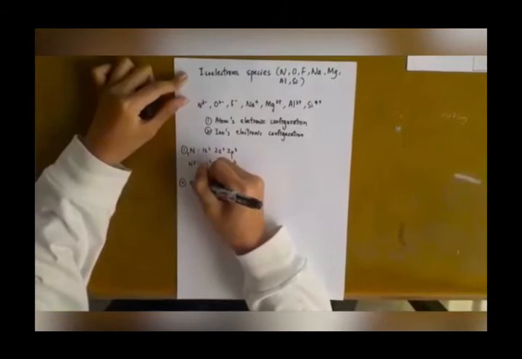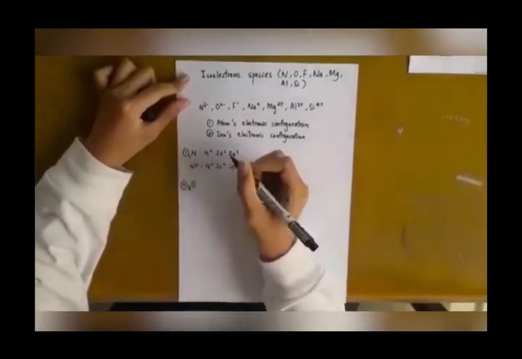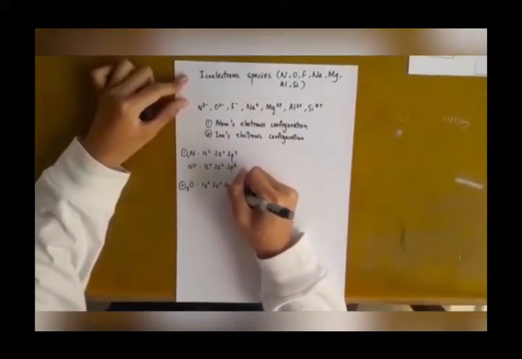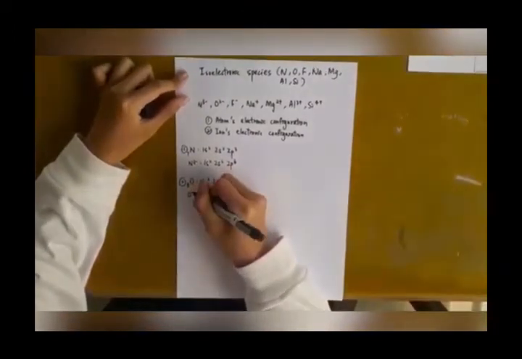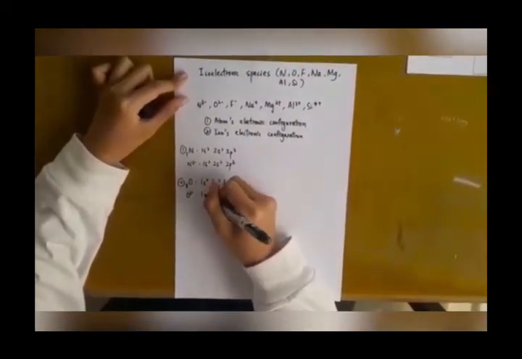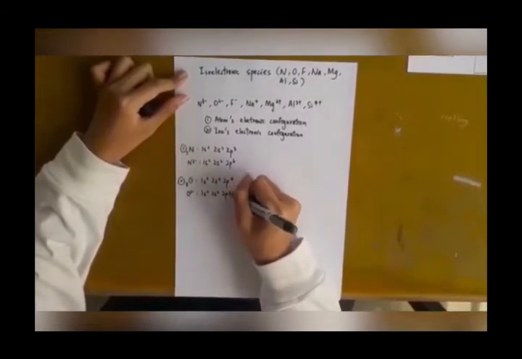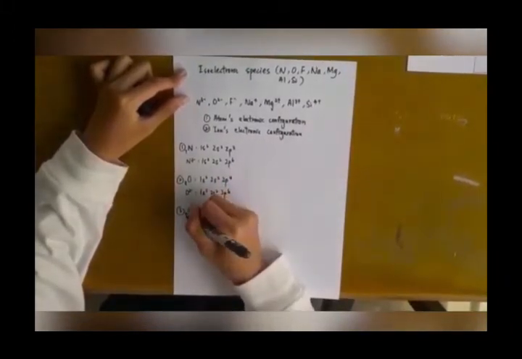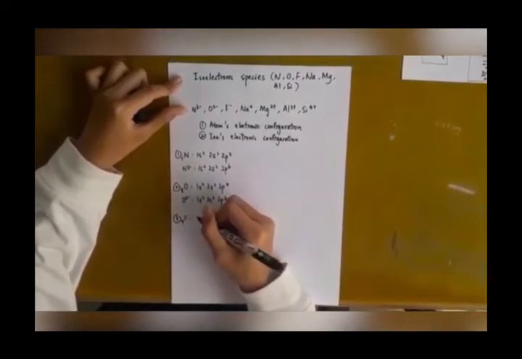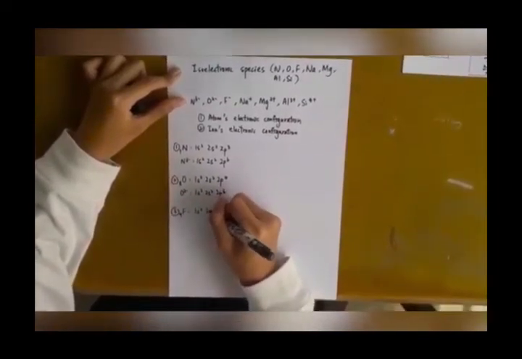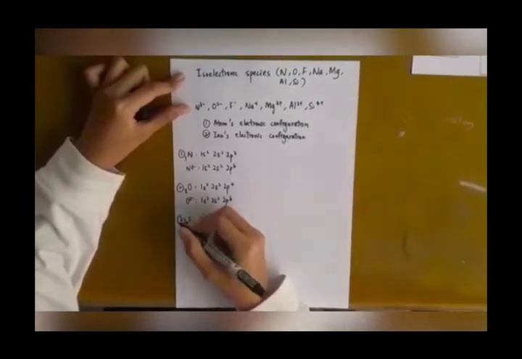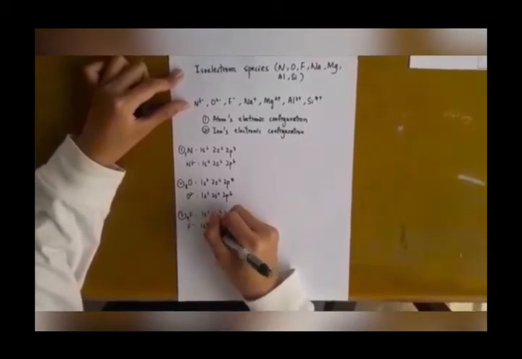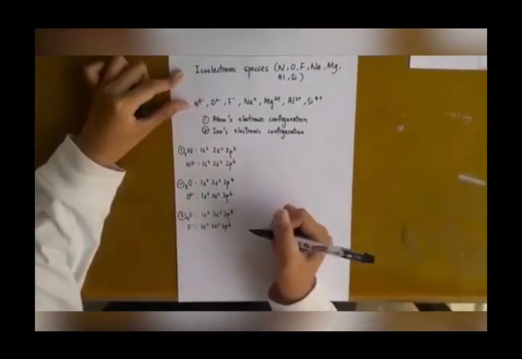Second one is oxygen. Oxygen has 8 proton numbers, so the electronic configuration of oxygen is 1s2, 2s2, 2p4. When it becomes ions, it will have electronic configuration of 1s2, 2s2, 2p6. Third one, fluorine. Fluorine has 9 proton numbers, so the electronic configuration of fluorine is 1s2, 2s2, 2p5. When it becomes ions, it will have electronic configuration of 1s2, 2s2, 2p6.